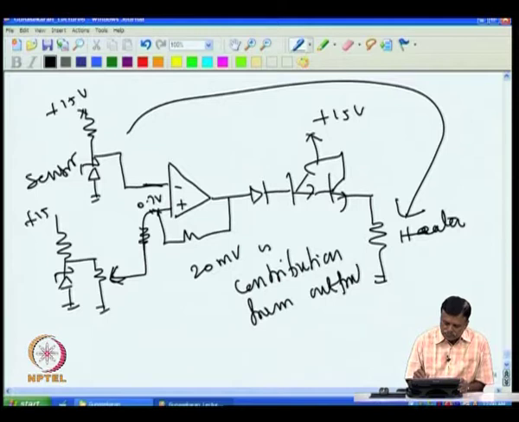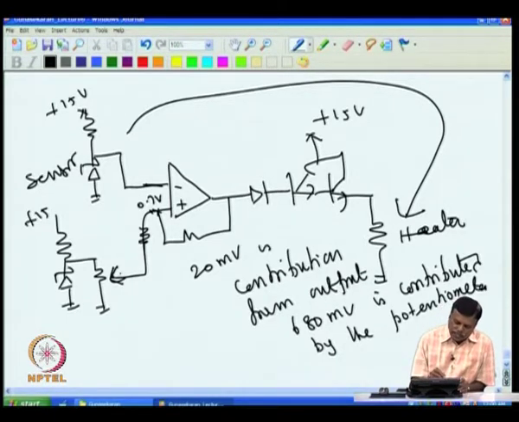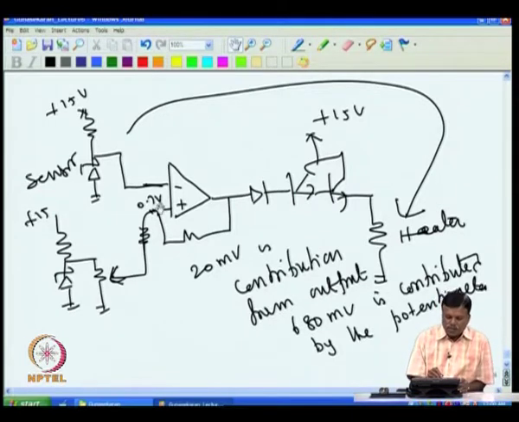30 millivolt is the contribution from the output. The remaining 680 millivolt is contributed by the potentiometer. I will show you how to compute that. So, because of this, the contribution at this point is 0.6, that is 680 millivolt. From here, because of the output, some voltage here, this voltage and this voltage both are added here and that is what you got, 0.7. Out of 0.7, 20 millivolt had come from here.